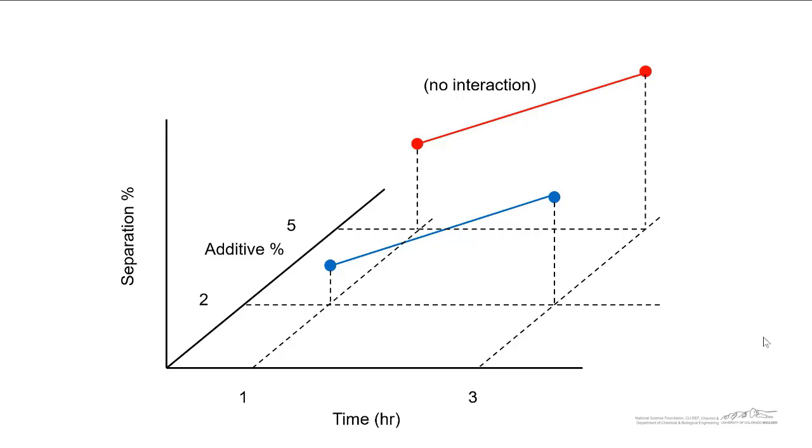So if there's no interaction between additive and time, you would expect that the increase in separation when going from 1 hour to 3 hours should be the same regardless of additive percent. And so we can also put this surface on here. This is going to be a flat sheet if there's no interaction. This is also known as a 3D response surface, and we'll be talking about response surfaces quite a bit for the remainder of the semester.